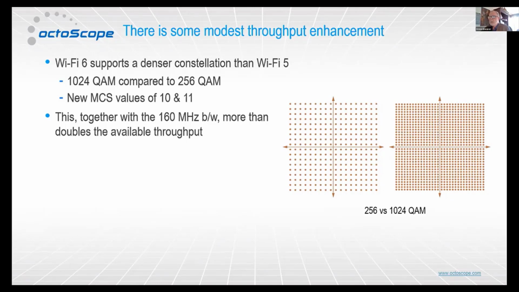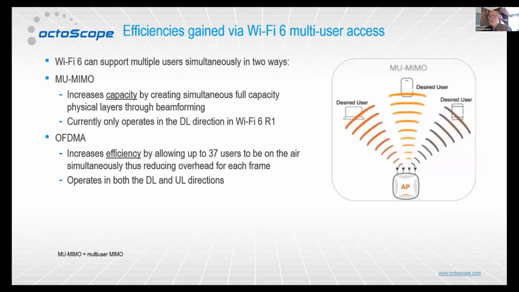So these efficiencies that we talked about are gained really in two key ways. MU-MIMO increases the capacity by creating simultaneous full capacity physical layers, and it does that through beamforming, as you can see in the diagram on the side. It currently only operates in downlink direction, but Wi-Fi 6 R2 will have that working in uplink.